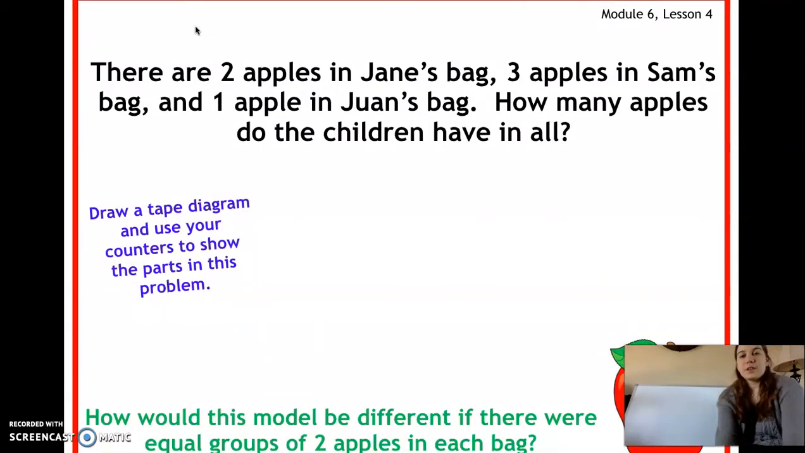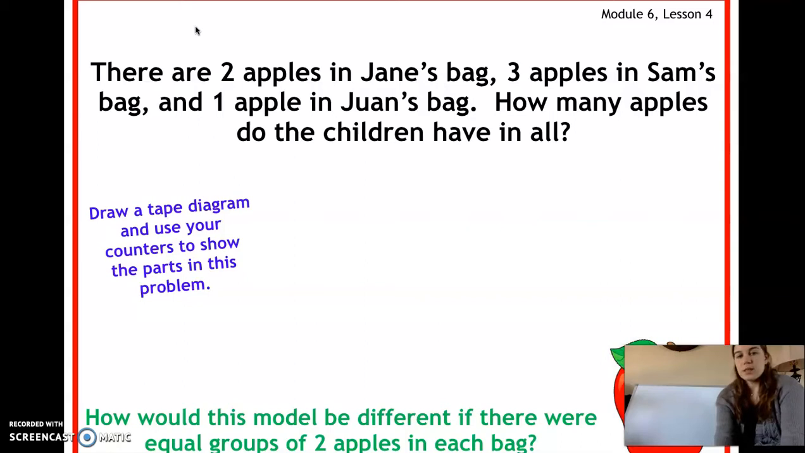Here is our first problem. I hope you guys did awesome on your sprints. Make sure you send me a picture so that I can see all your hard work. So, our first problem. There are 2 apples in Jane's bag, 3 apples in Sam's bag, and 1 apple in Juan's bag. How many apples do the children have in all?